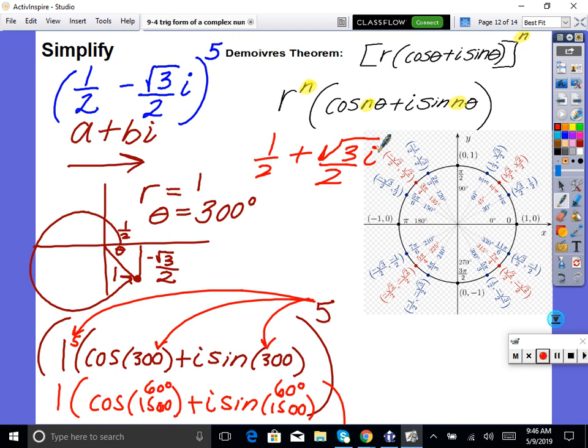Now, didn't our answer come out to be a plus bi? That's what we want, right? If you would have done this the long way, you would have got the same answer. Wasn't that much quicker?